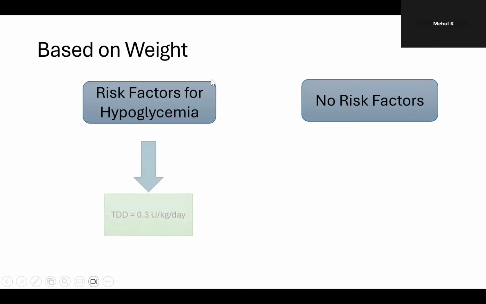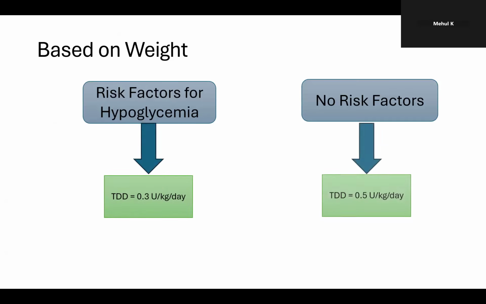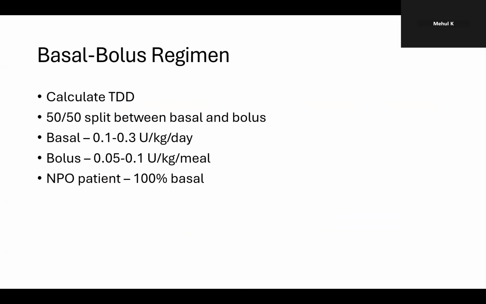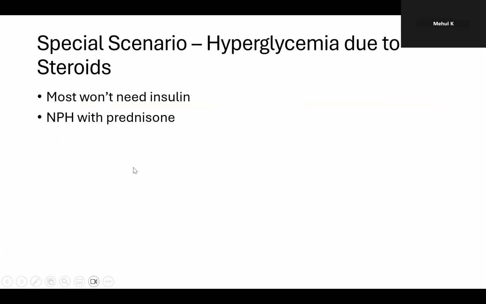So again, based on weight, I already told you this. I'm just re-emphasizing here. Risk factors for hypoglycemia: 0.3 unit per kg. No risk factor: 0.5 unit per kg per day. And it is split into basal bolus, and all of these were already described here. Now coming to a few specific scenarios, just as a bonus here.